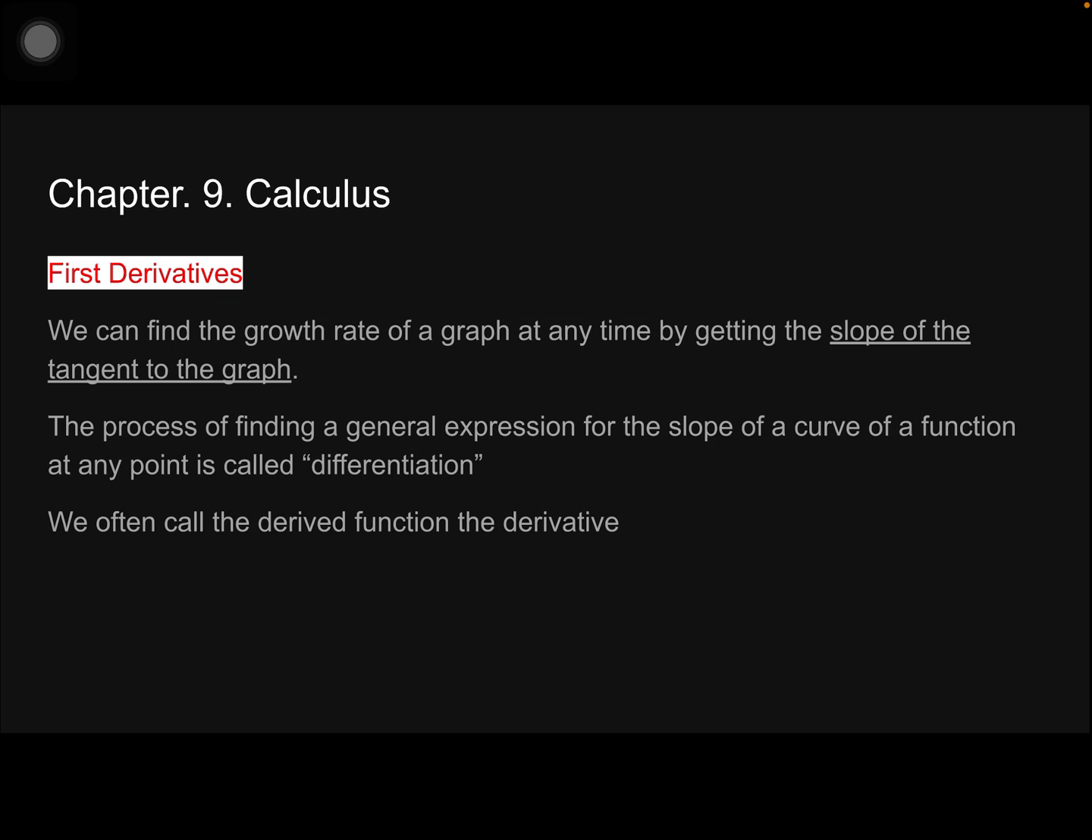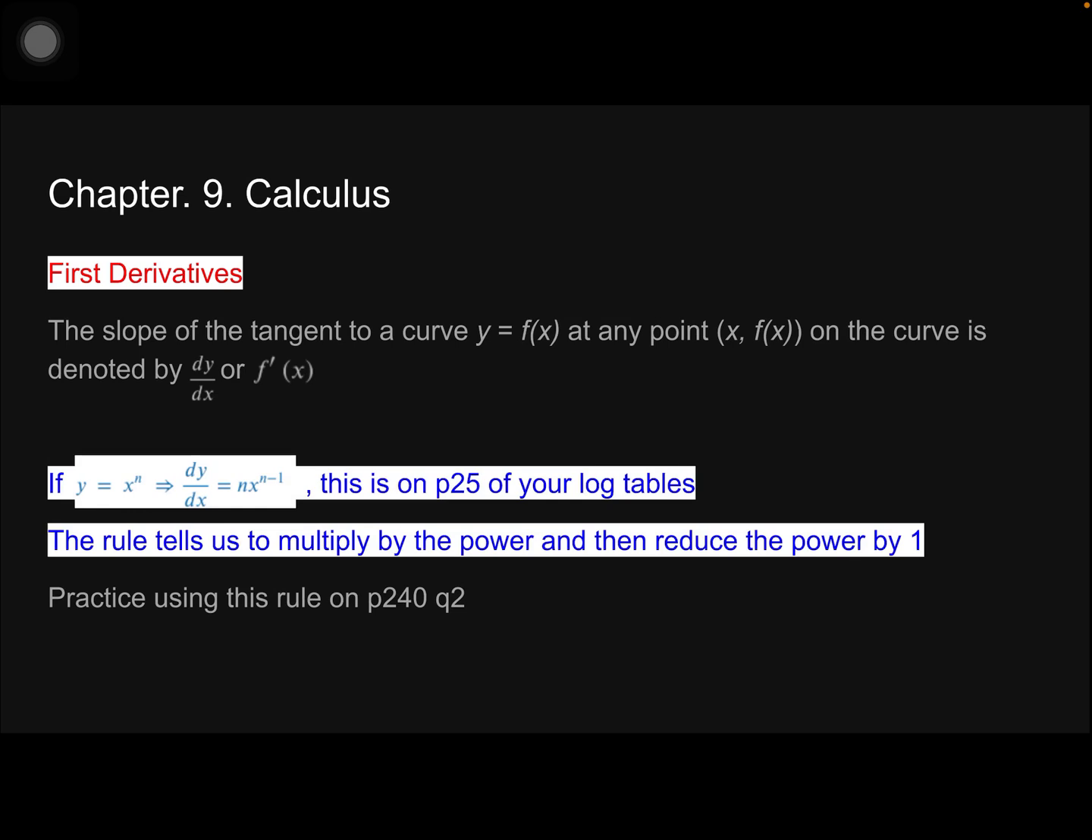So first derivatives is basically looking at the slope of a tangent to a graph. What we're talking about when we're talking about a tangent is the straight line where a curve can be found. Okay, so this is our rule here for first derivatives. It looks really complicated, but it's not actually that complicated.